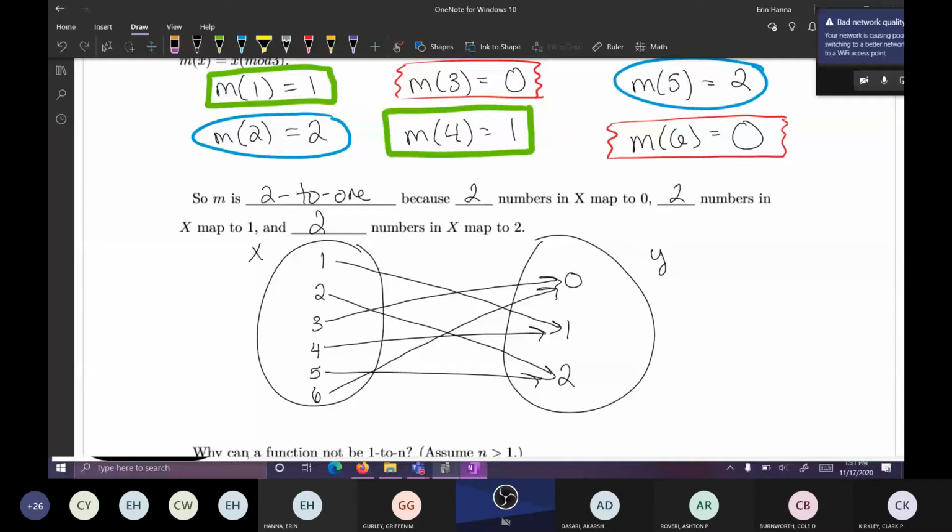Bad network quality. Okay, pause for a second until that goes away. It usually comes back in a hot second. There we go.